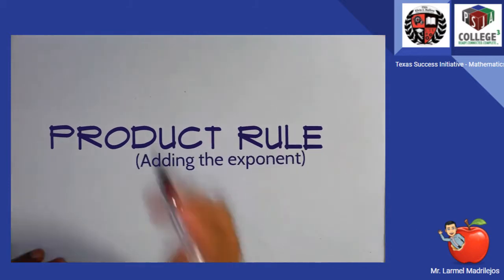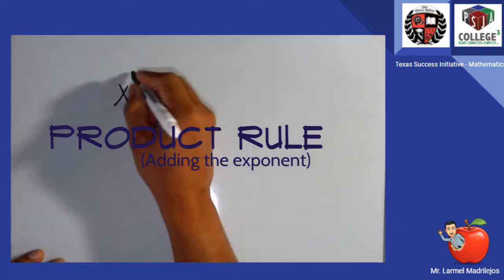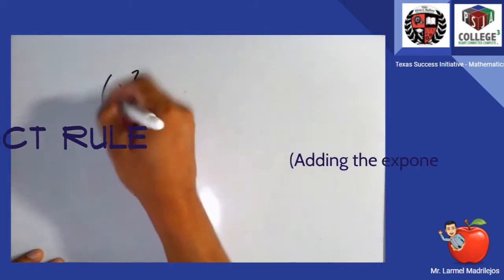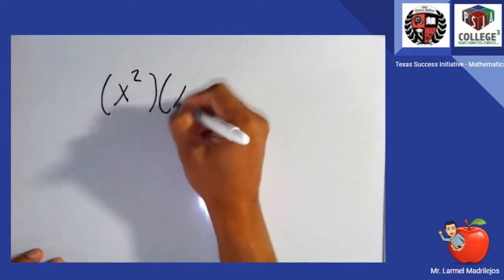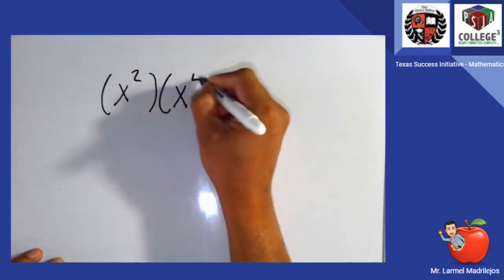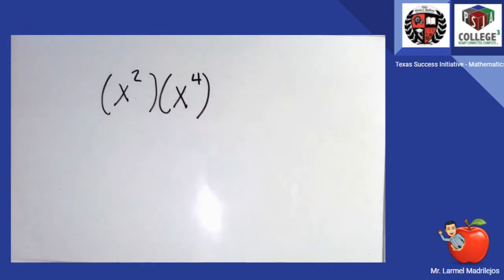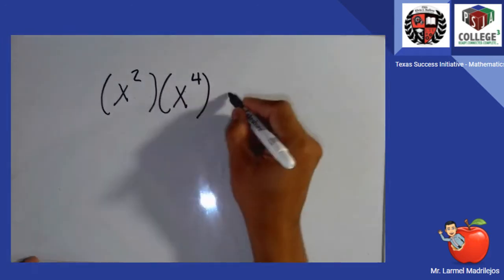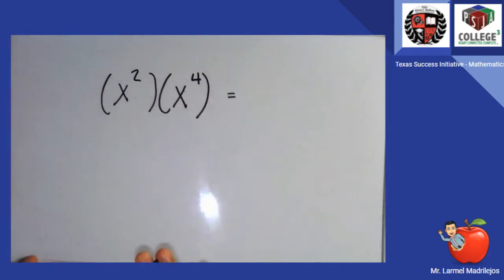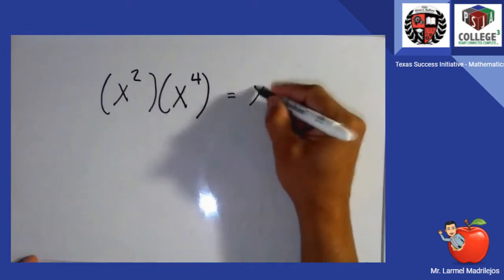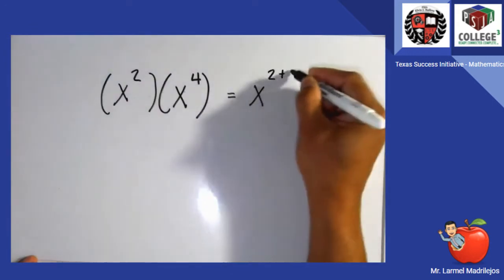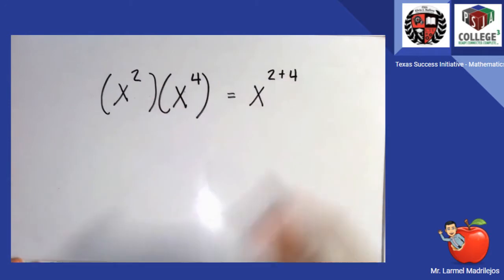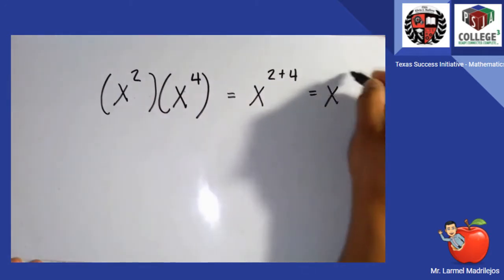The next one is the product rule. Okay, product rule is multiplying. Let's say x raised to 2 multiplied by x raised to, let's say, 4. In the product rule we add the exponents. So it's going to be x raised to 2 plus 4. So the answer is going to be x raised to 6.